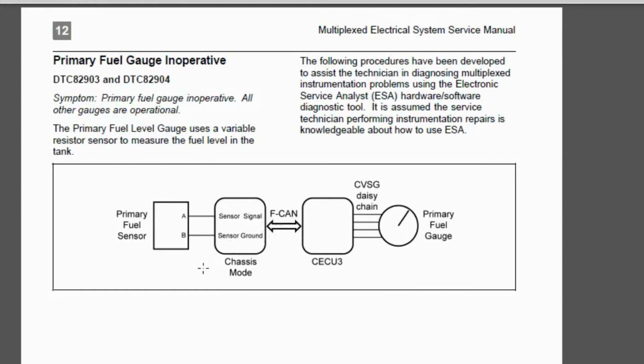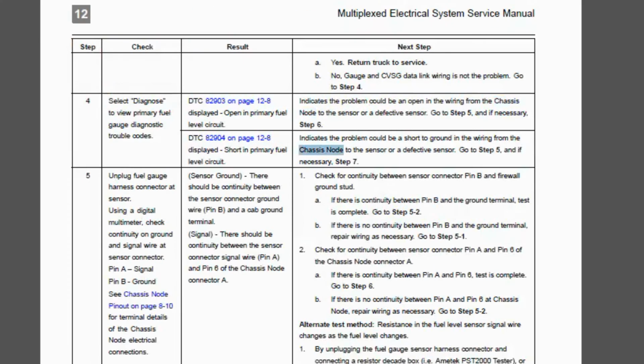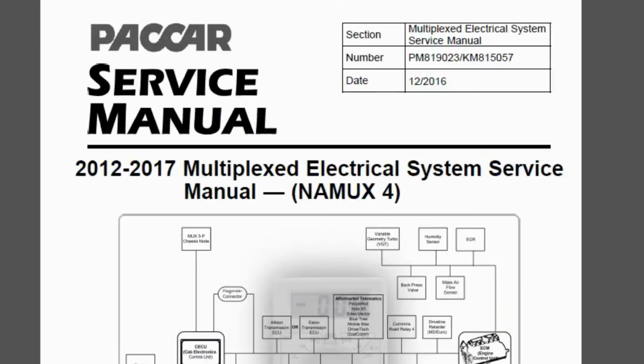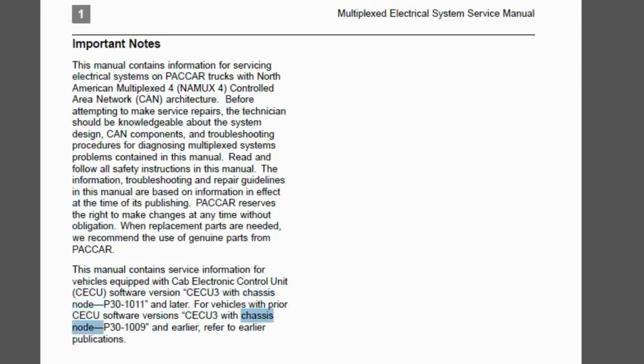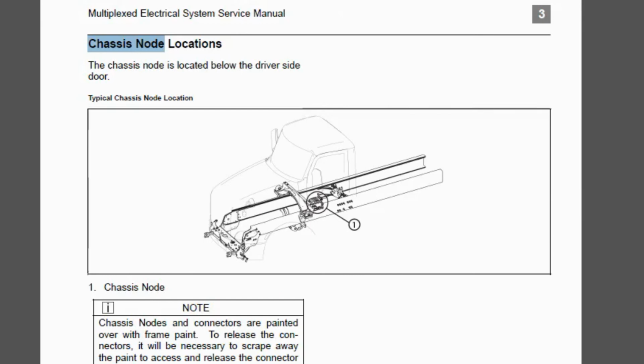So now I want to go look at the wiring and see how this works. You know, where's the chassis node? That's another thing you can look up. So I could just put in chassis node. It's going to look everywhere in the manual for chassis node. There's going to be a lot of stuff. So let me start at the beginning. Hit next a couple times. Chassis node location. So this manual will tell us where the stuff is.